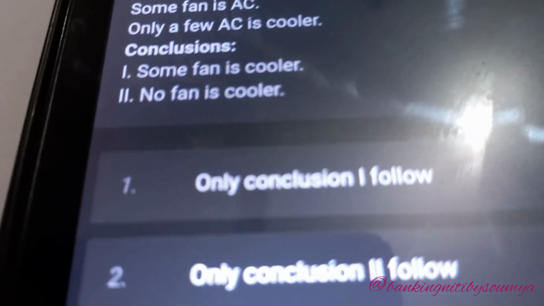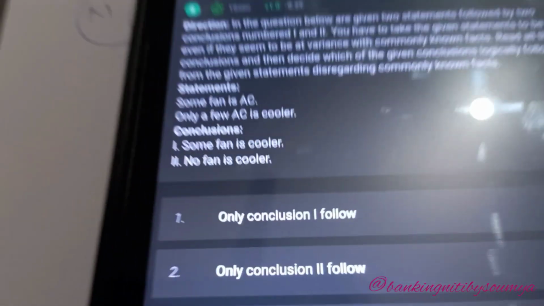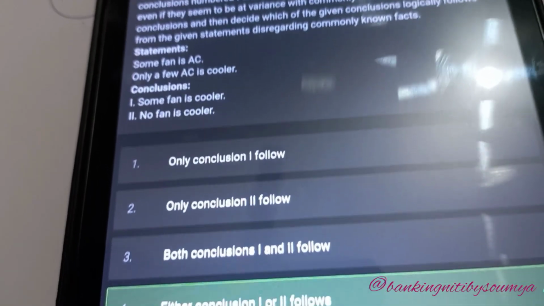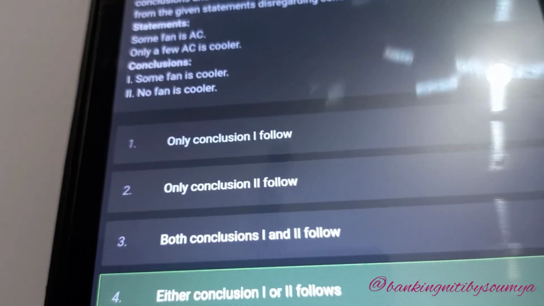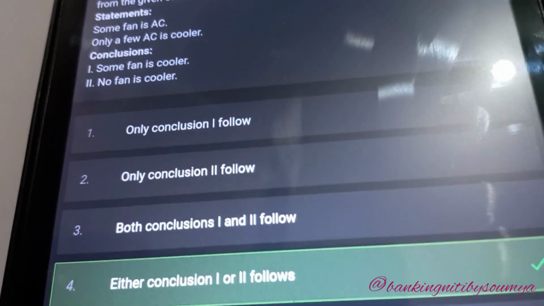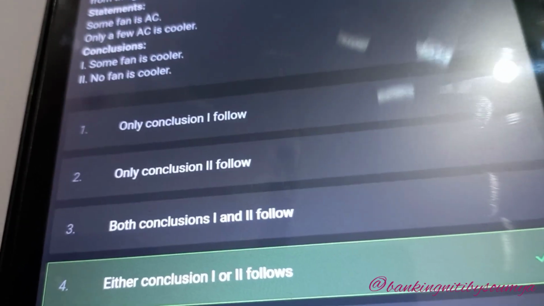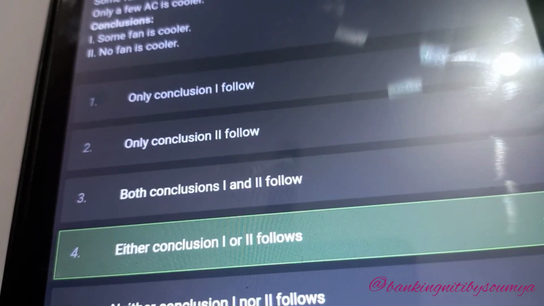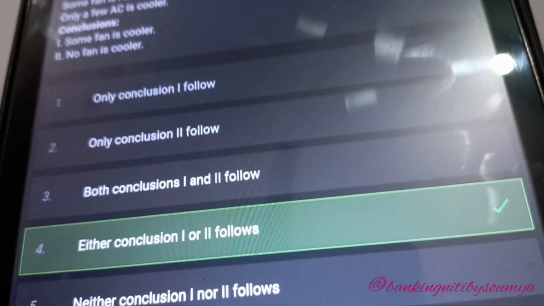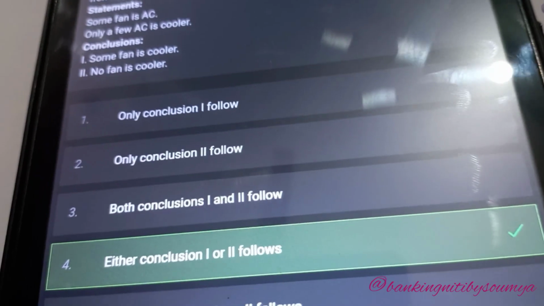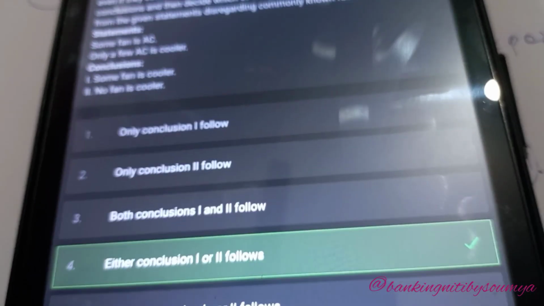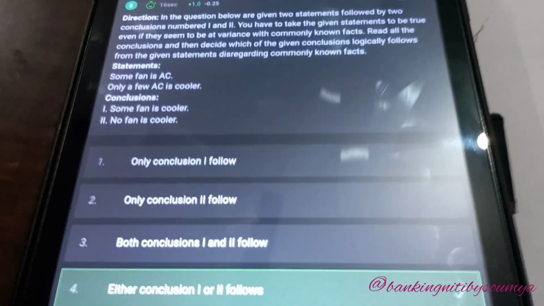So in this case we can see that some fan is cooler is wrong, and no fan is cooler is also wrong. But once both the elements in the conclusion are the same and one is positive and the other is negative, and the statement follows the rule that some is followed by no, it is true. So either conclusion 1 or conclusion 2 follows.